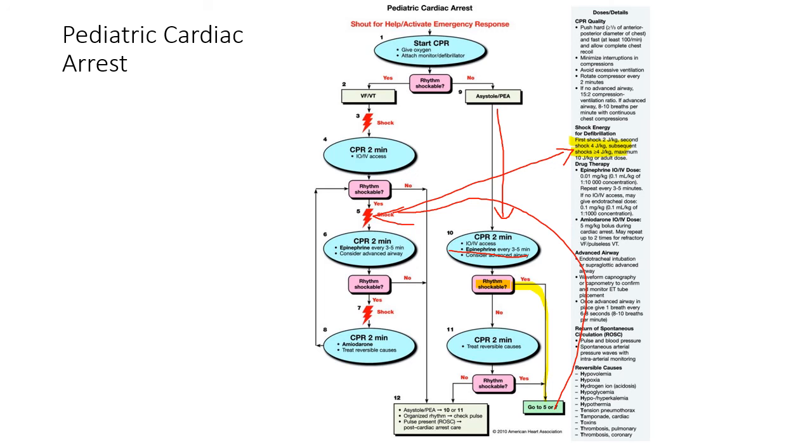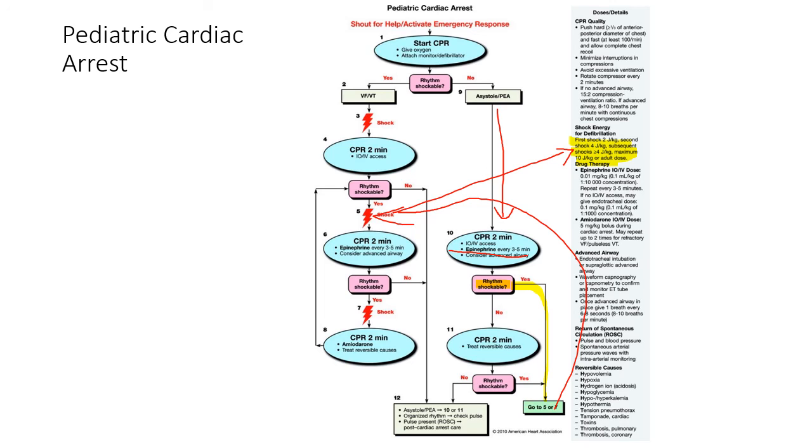Subsequent shocks are more than 4 joule per kg. Maximum dose is 10 joule per kg. Again, this algorithm is very important. It gives us doses of epinephrine, 0.01 mg per kg of a diluted solution, or 0.1 ml per kg of a 1:10,000. It's the same thing.